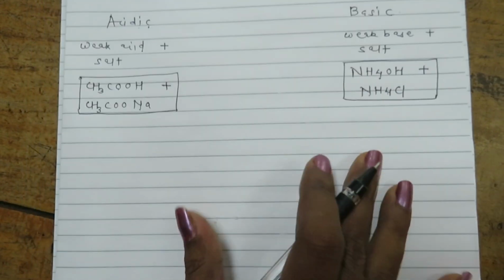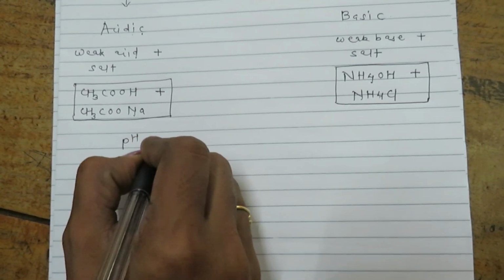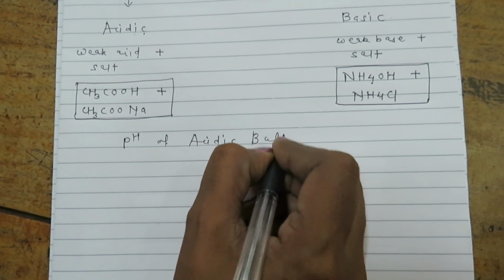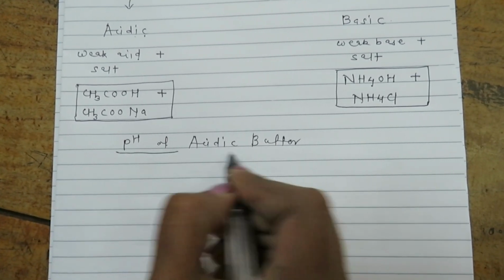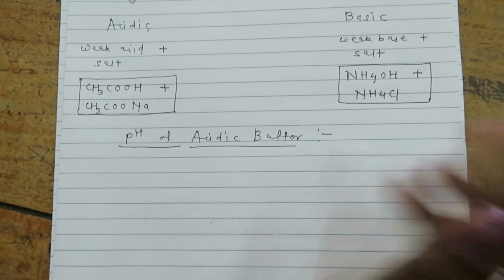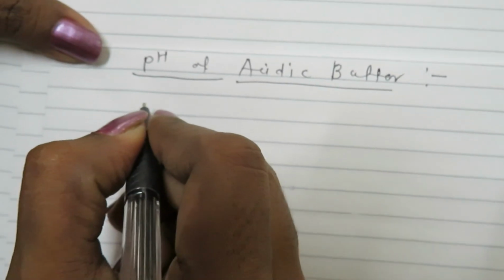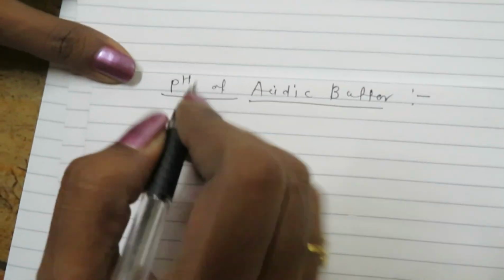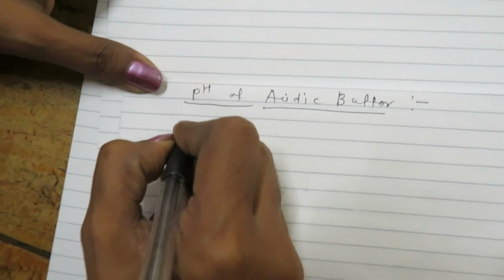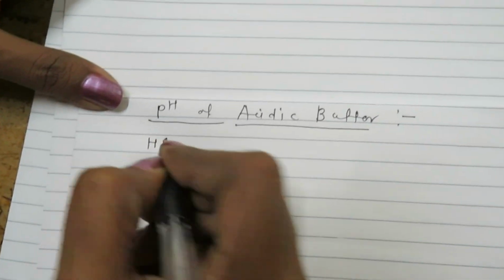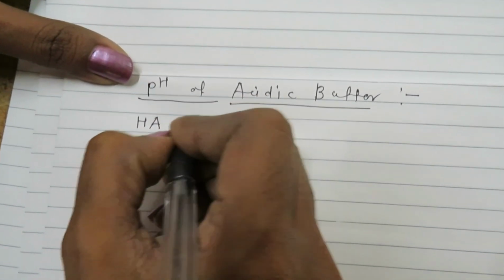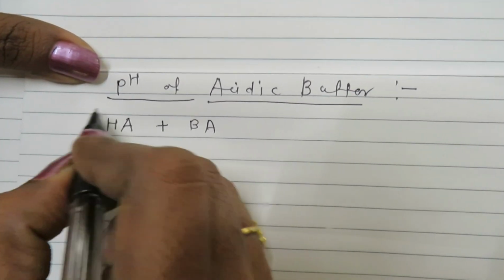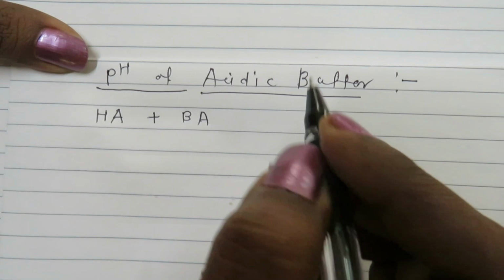Now we will consider the pH of acidic buffer and pOH of basic buffer. To determine the pH value of an acidic buffer, first of all we will consider a common acidic buffer. For that we will take a weak acid, normally written as HA, mixed with its salt, which is called BA. So a mixture of a weak acid and its salt is called an acidic buffer.